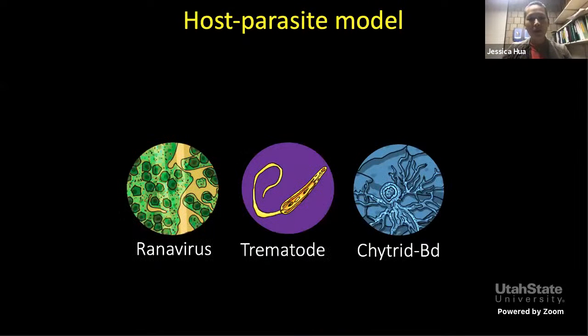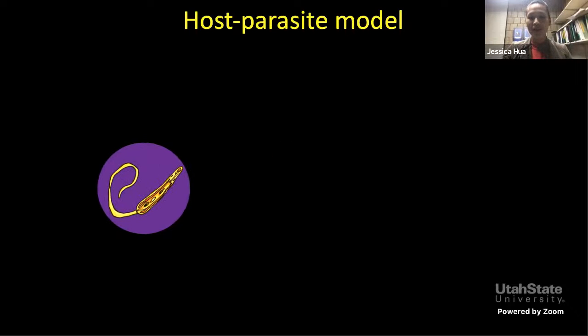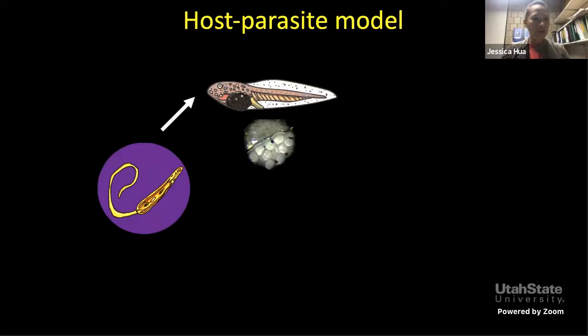In my lab, we work with 3 different parasites: ranavirus, trematodes, and chytrid, Bd. For the sake of time today, I will focus this talk on just the trematode. So the trematode, the image that you're seeing here, this is one of the life stages of the parasite. It has a complex life cycle, meaning it utilizes multiple hosts. This is the first free swimming stage, the cercaria. And the cercaria infect larval amphibians. And what they do is they encyst in the kidney. So they'll swim up the cloaca of the tadpole and encyst in the kidney. And that image that you see below the tadpole, those are the cysts that these parasites form.